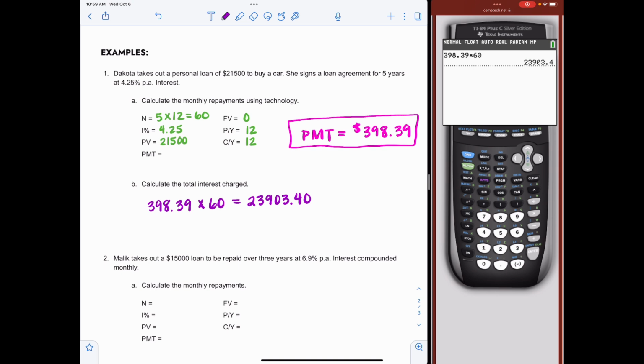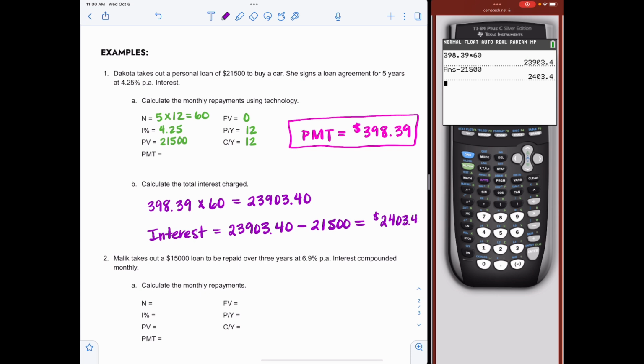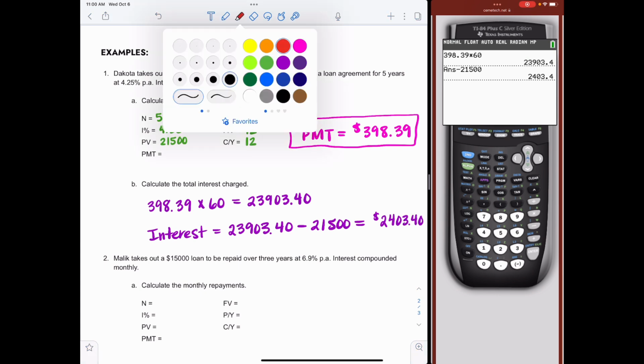So in order to find the interest, you have to take $23,903.40 and you have to subtract the amount that you borrowed, because your interest is how much extra you paid. So we paid $2,403.40 in interest. That is how much we paid.